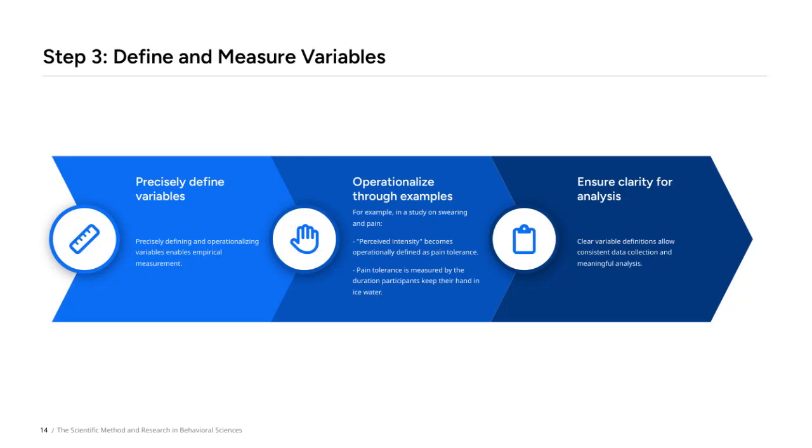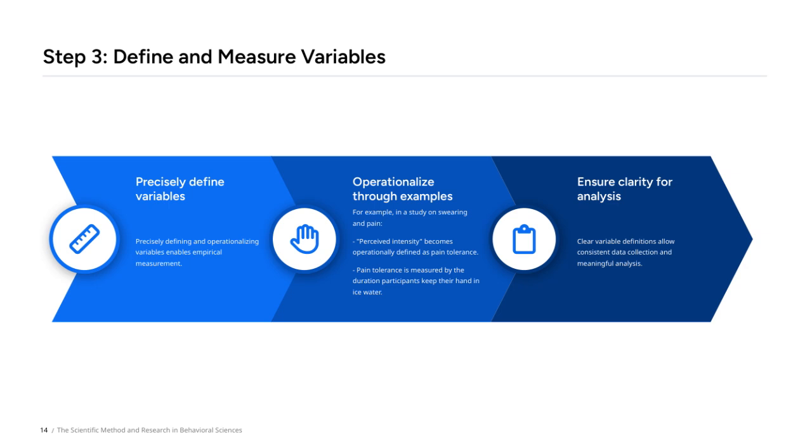Now, let's talk about the importance of defining and measuring variables carefully. First, we need to precisely define our variables. This means turning abstract concepts into something we can actually measure. For instance, in a study exploring swearing and pain, the idea of perceived intensity of pain is transformed into a measurable concept, like pain tolerance. To operationalize this, researchers might measure how long participants can keep their hands submerged in ice water. This concrete measurement makes the data reliable.